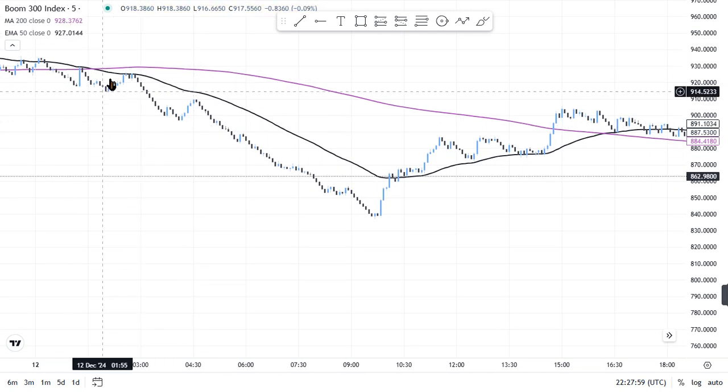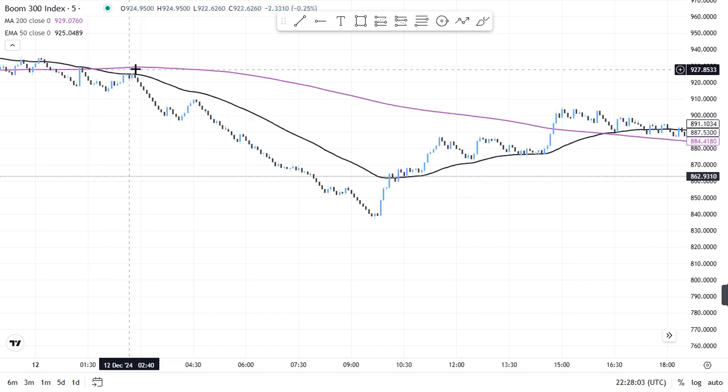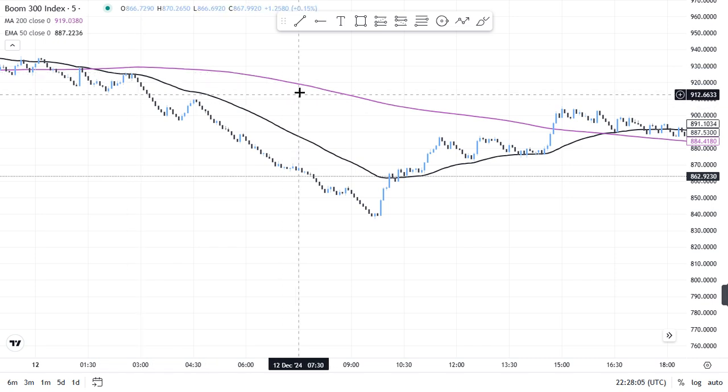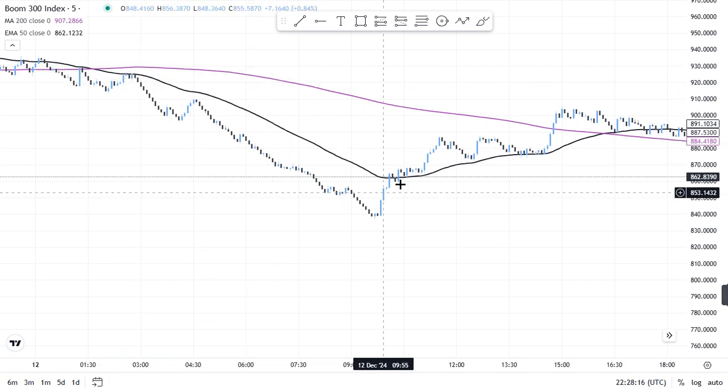So over here I've got a crossover, right? After our crossover, what we're going to be looking for is a pullback to the 50 moving average or the 200 moving average. So when the market pulls back to the 50 moving average, just one leg, if it just touches over here and you get a candlestick confirmation, we can take our trades, right?